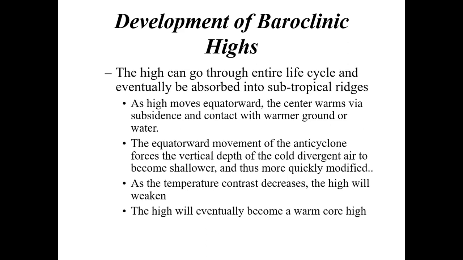So the southward movement of the anticyclone or the high pressure system will force the vertical depth of that cold divergent air to become shallower and thus more quickly modified. The more shallow the colder air dome, the quicker it can be modified. So as that temperature contrast decreases, the high will eventually weaken, because we're talking about a baroclinic high, and it's going to tap into major temperature or thermal gradients. Once we lose that temperature contrast or gradient, the high will weaken. The high will eventually be absorbed again by the subtropical ridge and become a warm core high.